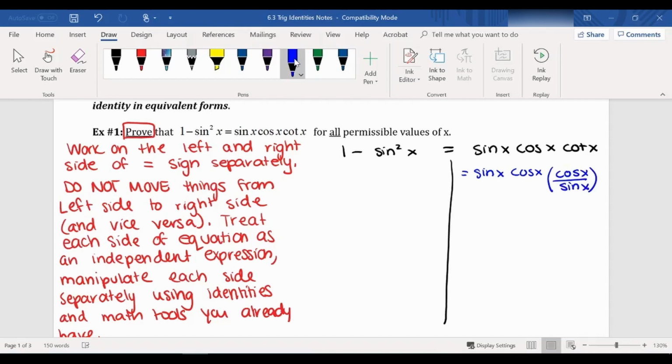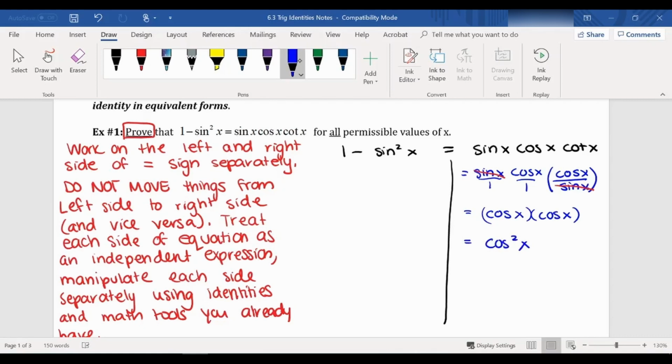Okay. Now, again, on the right-hand side, a reminder that sine x cosine x, technically these are over 1, which means that the sine from the top and the sine from the bottom cancel out, leaving me with cosine x times cosine x, or cosine squared x. Now, the two sides don't equal, but I can't simplify the right-hand side anymore.